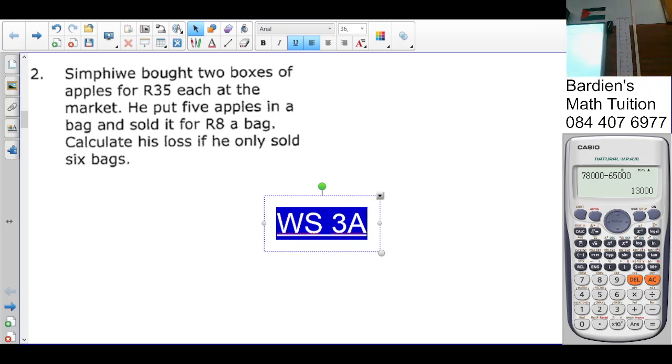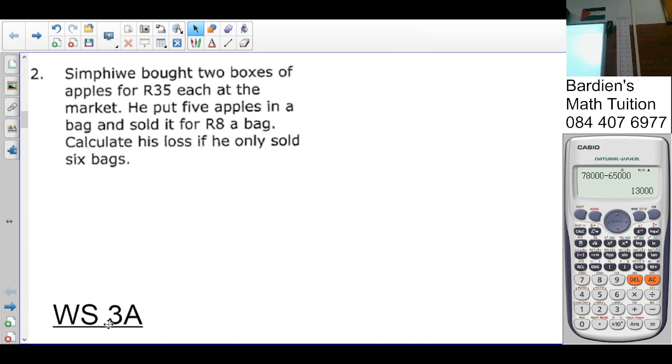Okay, let's look at number 2. So P.W. bought 2 boxes of apples for 35 Rand each. He puts 5 apples in a bag and sells them for 8 Rand a bag. Calculate his loss if he only sold 6 bags.